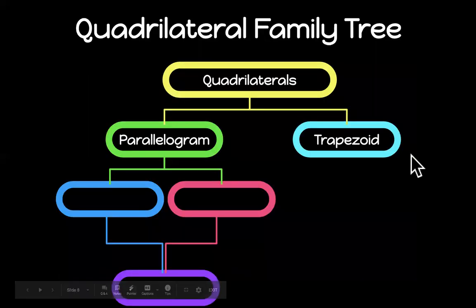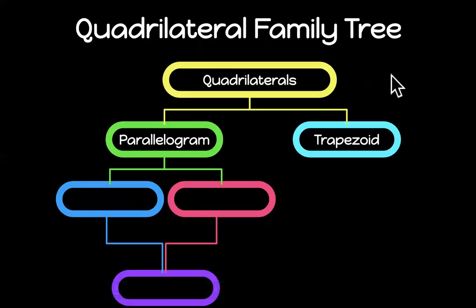So in our quadrilateral tree here, we have, again, quadrilaterals at the top, parallelograms. Remember, parallelograms have two sets of parallel lines, and those two sets, the top and bottom and left to right, are the same length. And the trapezoid, they only had one set of parallel lines, so they're still a quadrilateral, but they're not a parallelogram.